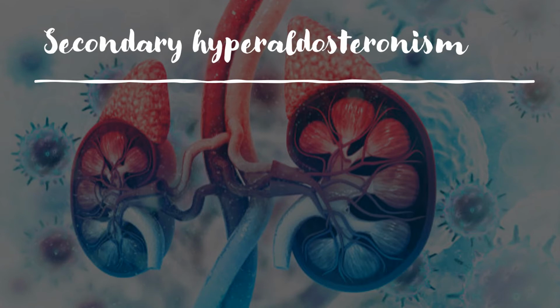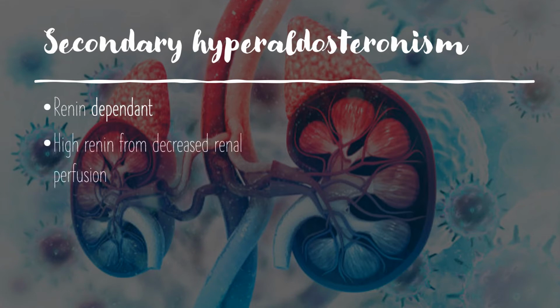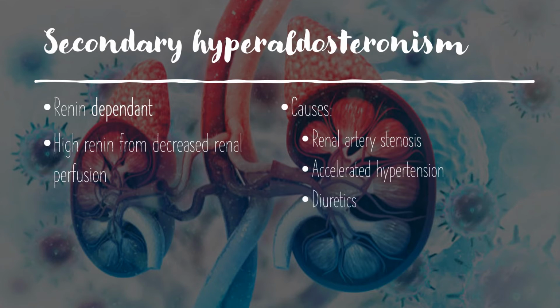We've looked into recognising and treating primary hyperaldosteronism, which remember is renin independent, but you can also have secondary hyperaldosteronism. So this means it's not caused by a raised aldosterone level on its own. It's actually mediated by renin. This high renin level is caused by decreased renal perfusion. When renal blood flow is reduced, juxtaglomerular cells convert prorenin to renin. So, anything that affects renal perfusion can cause secondary hyperaldosteronism. So that's things like renal artery stenosis, accelerated hypertension, diuretics, congestive cardiac failure, and hepatic failure.